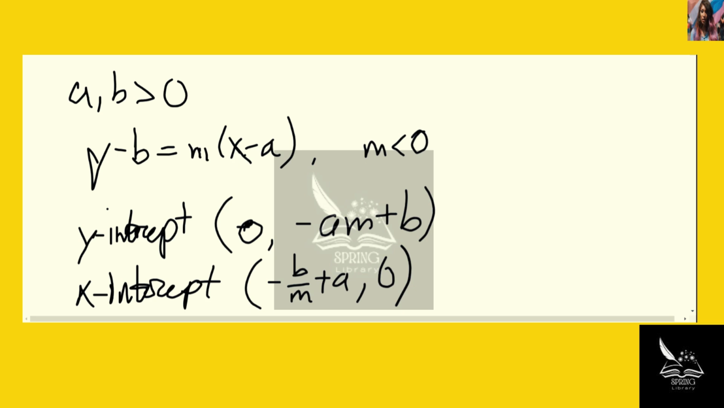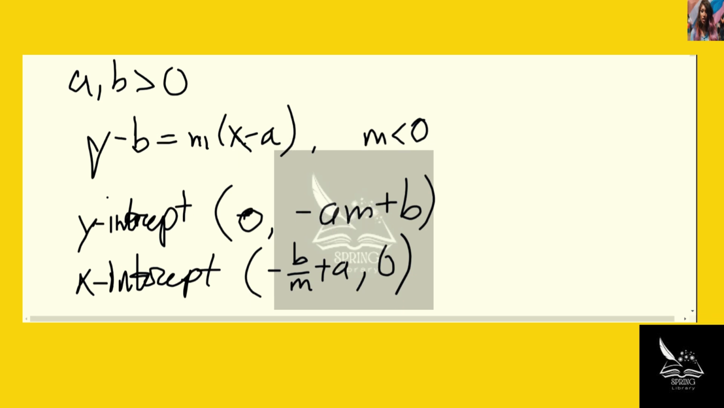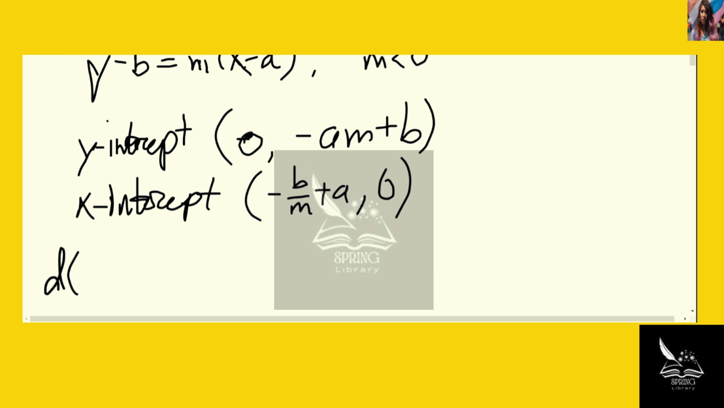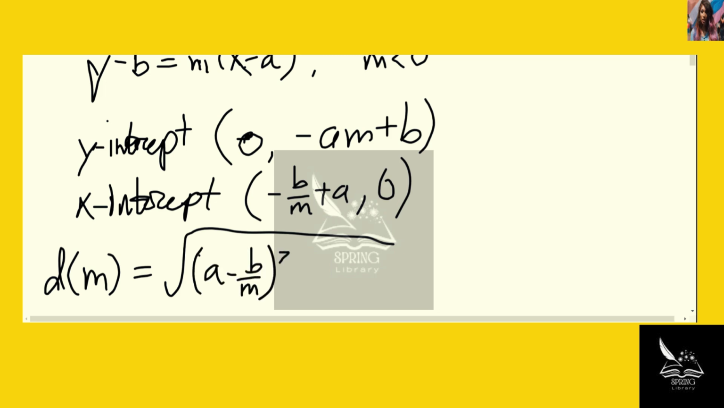Therefore, the distance from the y-intercept to the x-intercept, which I'll call d as a function of the slope m, is the square root of the difference of the x components, which is (a minus b over m) squared, plus (b minus am) squared.